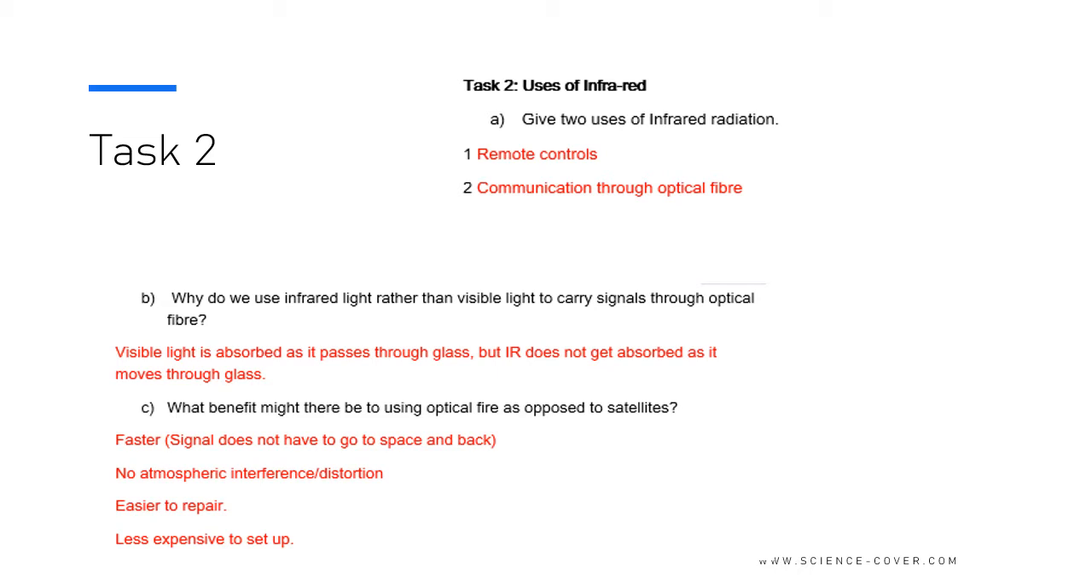Visible light is absorbed as it passes through the glass, but infrared does not get absorbed as it moves through the glass. Part C. What benefit might there be to using optical fiber as opposed to satellites? Faster, as the signal does not have to go to space and back. There's no atmospheric interference or distortions. It's easier to repair, and it's less expensive to set up.